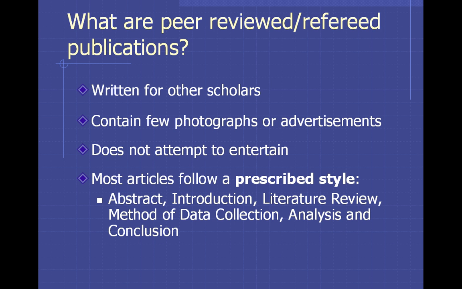You can often identify a peer-reviewed refereed publication by looking at the format of the article. If you have a PDF copy of the article or you're looking at the article in print, look for identifiers, like an abstract, an introduction, a literature review, a method of data collection, analysis, and conclusion. If your article has these components, then this is probably a peer-reviewed refereed publication.